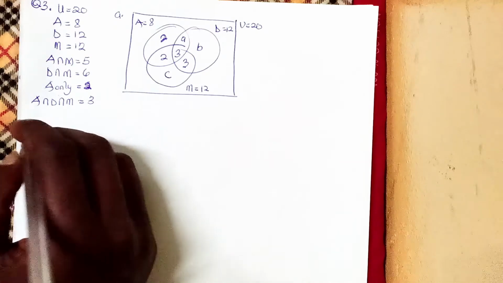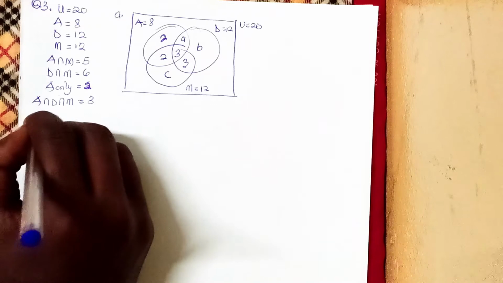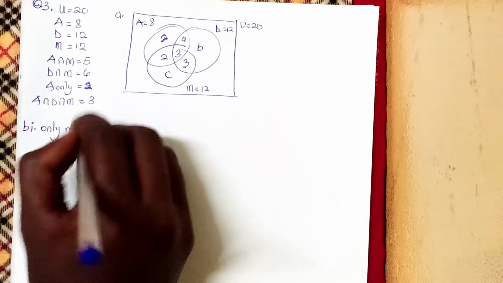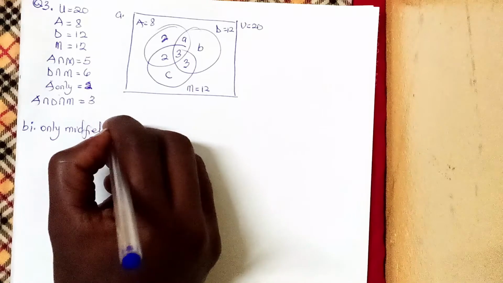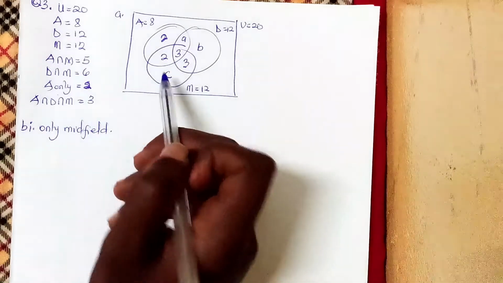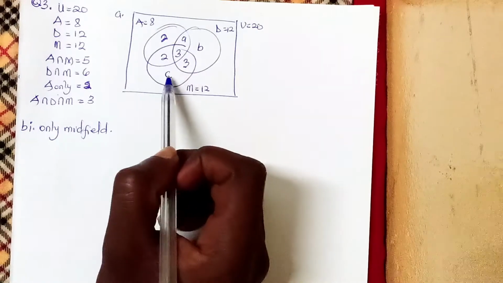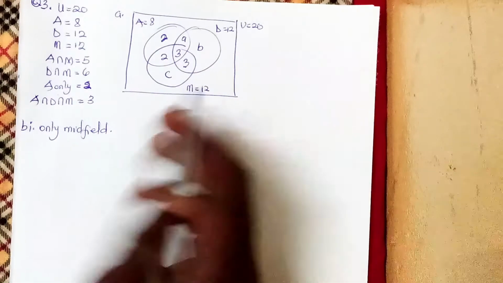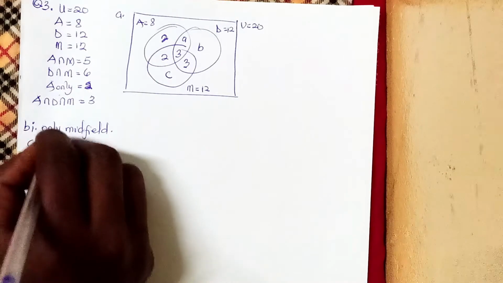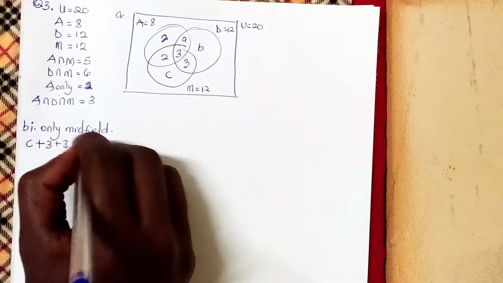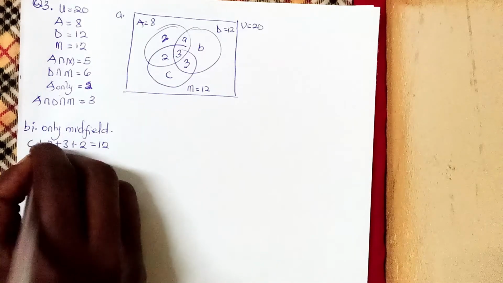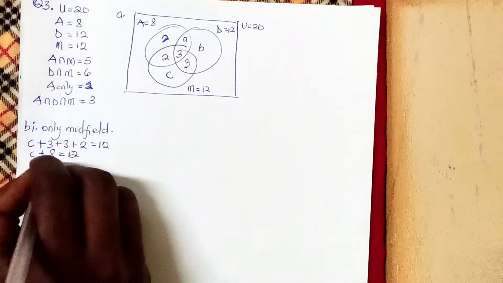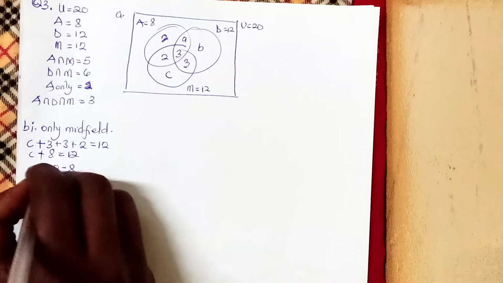Let's move on to B. Whereas B has sub-questions, of which I says we should find midfielders only. So which one is it? That's C. To find C, we would have to equate the sum of C, 2, 3, and 3 to the 12. So therefore, let's add them. We have C plus 3 plus 3 plus 2 is equal to 12. C plus 8 is equal to 12. C is equal to 12 minus 8. Therefore, C is equal to 4.